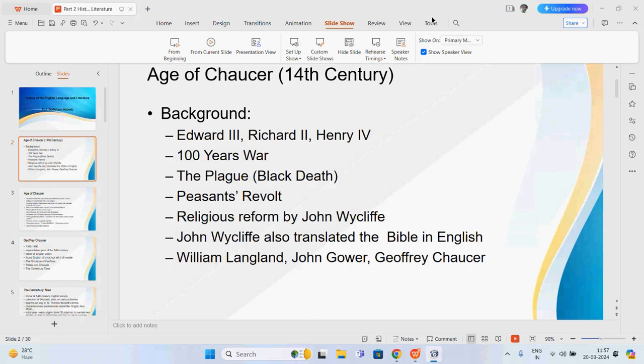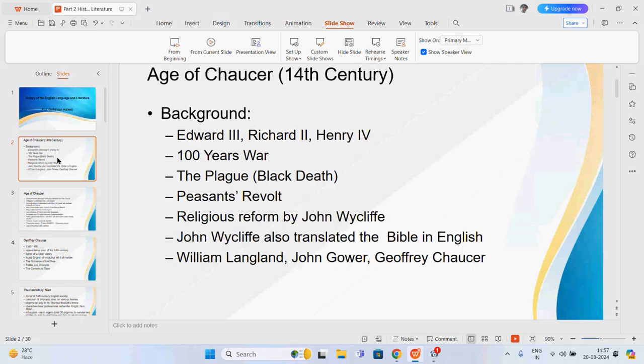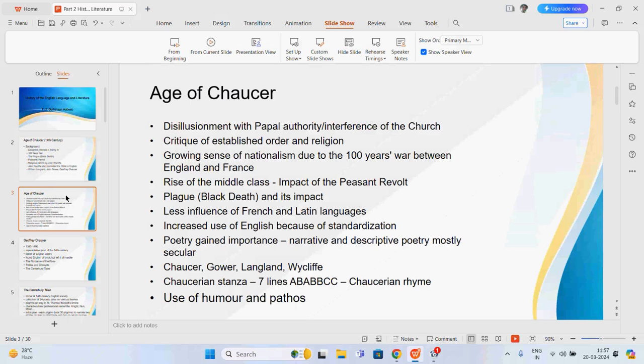So what I will now do is go back to the slides and run the slides quickly, and then come to the slide where I had stopped. Okay. This was my first slide, the title slide. Then we talked about the age of Chaucer. We talked about the background. From there, we looked at the age of Chaucer. Some of the major features are there on the slide for you to see.